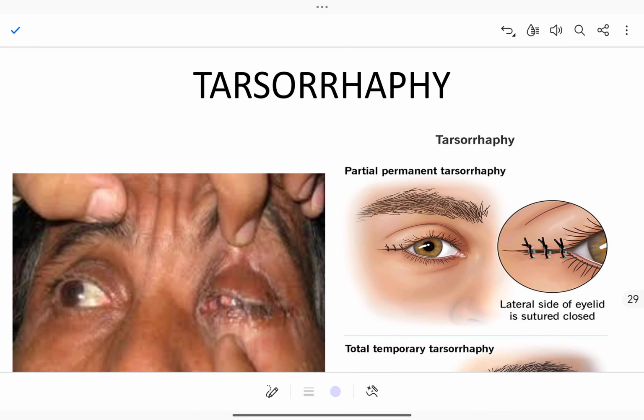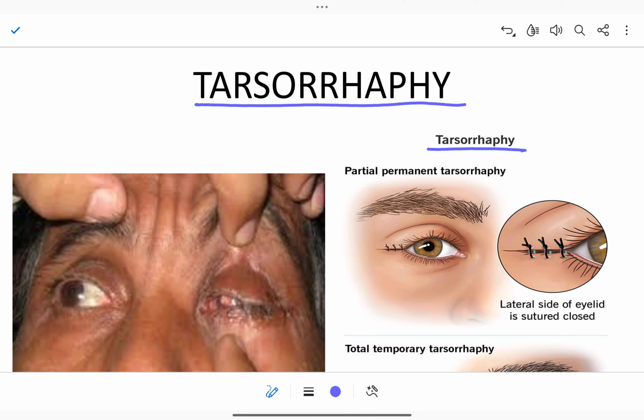Come to tarsorrhaphy. What is tarsorrhaphy? Tarsorrhaphy is a surgical procedure that partially or fully sutures the eyelids together to protect the cornea from exposure, commonly used in lagophthalmos, facial paralysis, or severe dry eye. It narrows the palpebral fissure, reducing evaporation and aiding healing in conditions like corneal ulcers or proptosis.